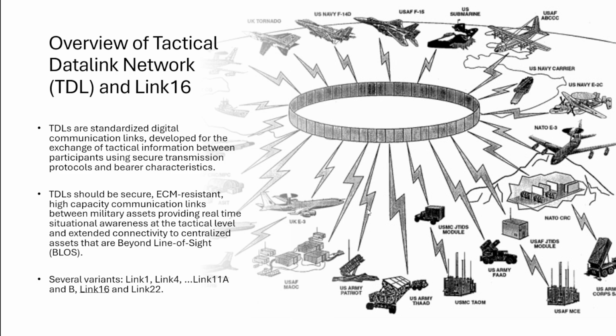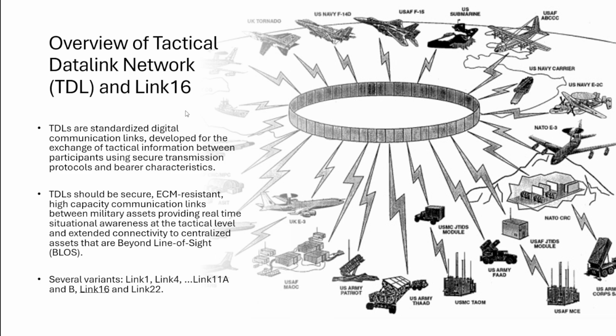Okay, so Link 16 is one of the many tactical data link networks, which the modern ones are completely standardized digital communications. You can see here what it meant. There is a network full of airplanes, aircraft units connected to it. Tactical data links should in principle be secure, jam resistant, high capacity, and so on. That was not always the case, especially not beyond the line of sight.